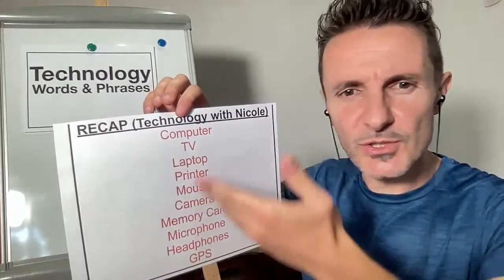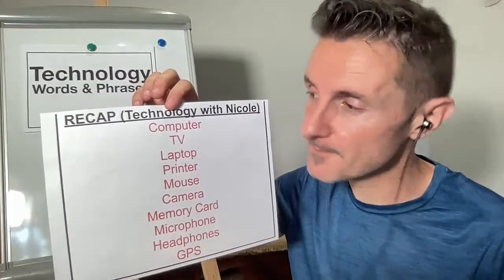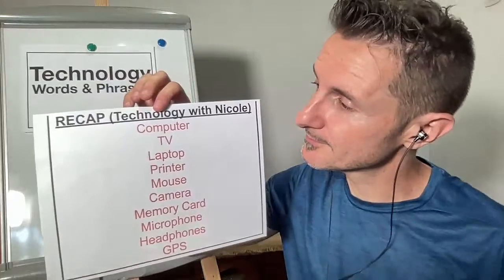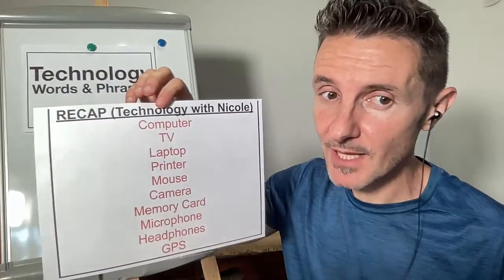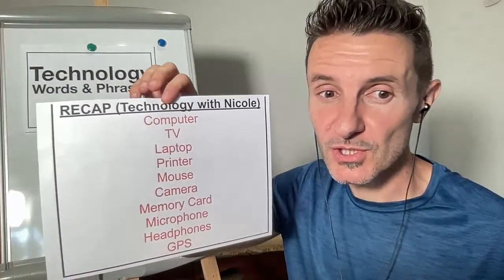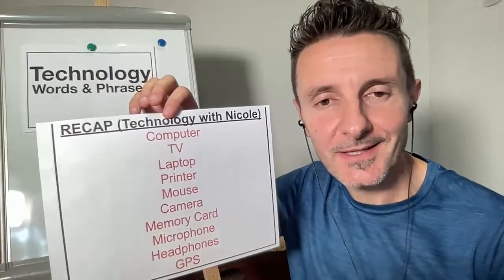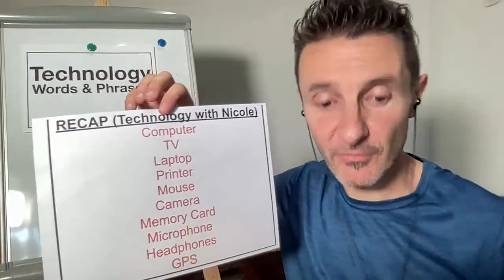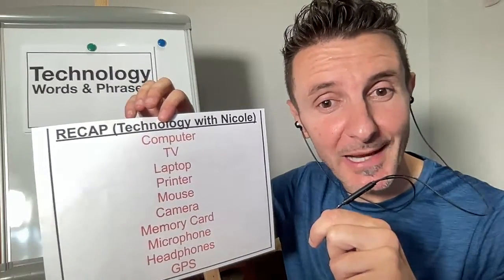But let's go over these words quickly that Nicole taught you in the first technology video. These are words you should all know. Computer, TV, laptop, printer, mouse, camera, what you're seeing me on. My computer is recording me through the camera. Memory card, microphone. That's what this is here. I'm talking into the microphone. It should be louder now.